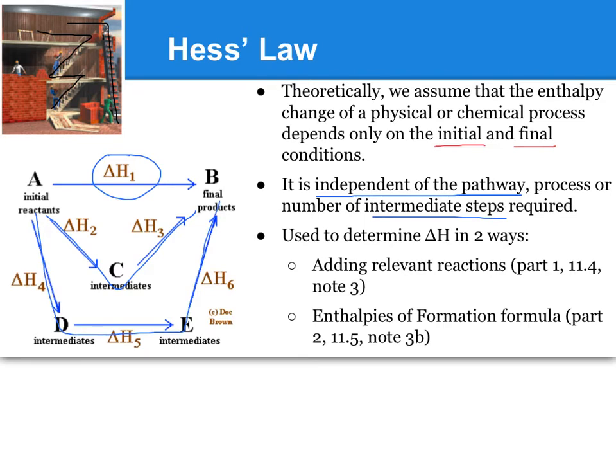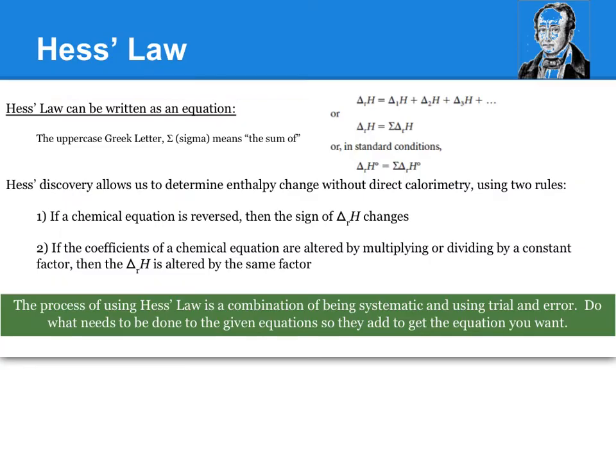We're going to do this in two different ways over the next couple days. What we're going to talk about today is 11.4, which is adding relevant reactions. 11.5 is a variation on Hess's Law when we're using enthalpies of formation, and that's what we'll do next. If we wanted to, we could represent Hess's Law as a formula, which is essentially just saying that the total enthalpy change is going to be an addition of all of the intermediary enthalpy changes.